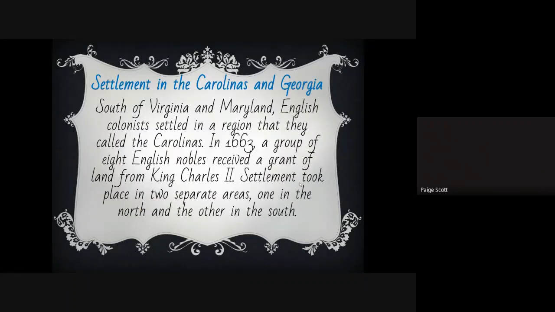The next thing that we will be talking about is the settlement in the Carolinas and Georgia. South of Virginia and Maryland, English colonists settled in a region that they called the Carolinas. In 1663, a group of 8 English nobles received a grant of land from King Charles II. The settlement took place in 2 separate areas, one in the north and the other in the south.